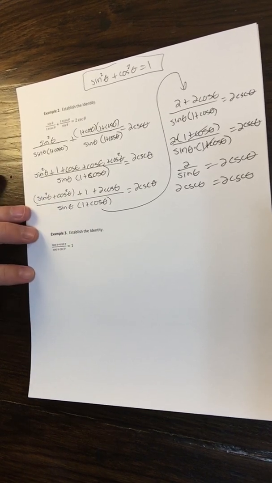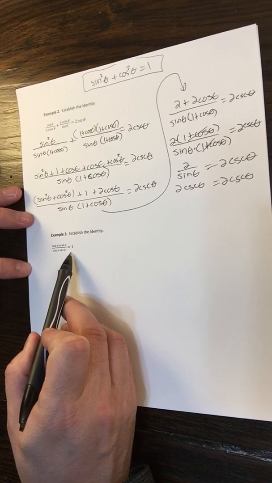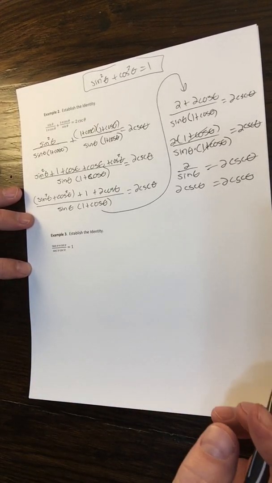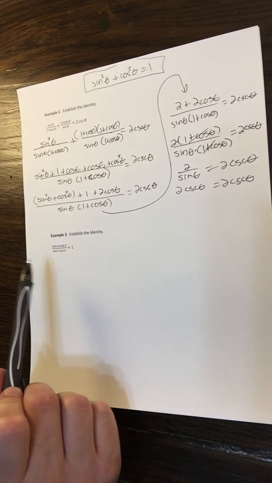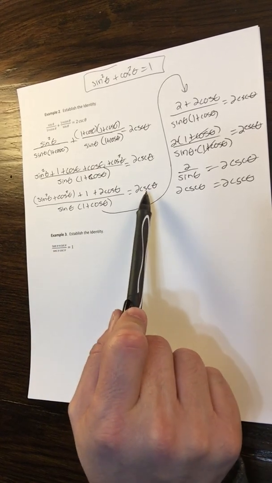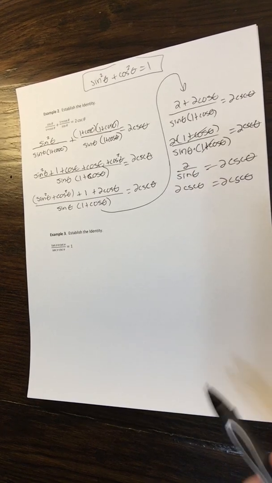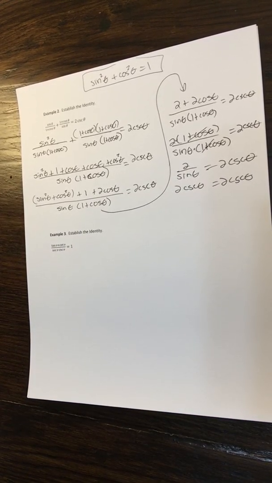Okay. Our third example, establish the identity. It's equal to 1. What that means to me is everything's about to cancel somehow. Everything. So I see tangent, cotangent, secant, and cosecant. Usually for me, guys, like I saw cosecant here, it means I'm going to flip something sooner or later. And look, we ended up with a sine in the bottom that gets turned. I'm going to write every one of these things as sine and cosine.